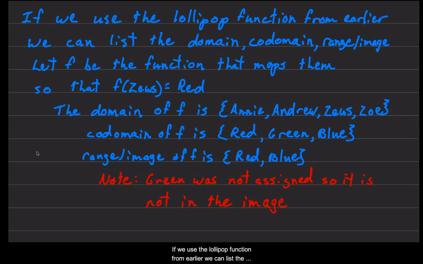If we use the lollipop function from earlier, we can list the domain, codomain, range, or image. So let f be the function that maps them, so that f of Zeus equals red. The domain of f is Annie, Andrew, Zeus, and Zoe. The codomain of f is red, green, blue. The range or image of f is red and blue. Note, green was not assigned, so it is not in the image.